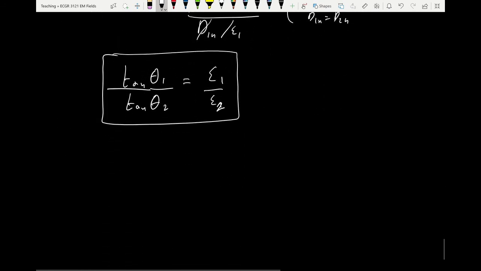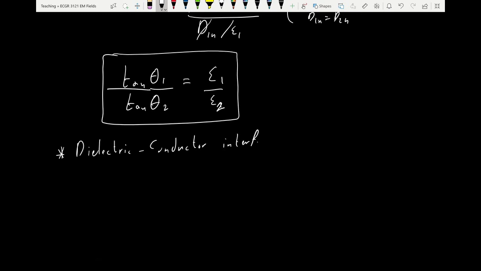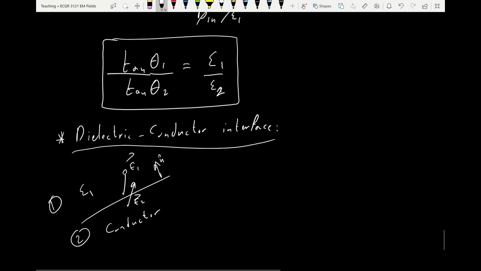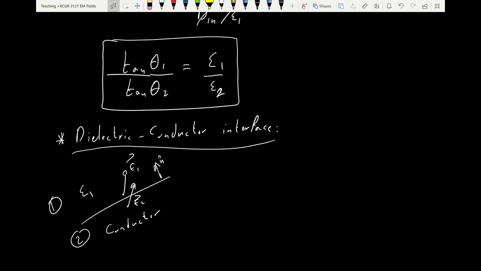And finally, the dielectric-conductor interface. I mean, we already did that. I think we have the result. So if I have a material 2 that's a conductor, and material 1 that's some material with epsilon 1, E2, E1, and then the positive direction is this. So we already discussed this in a previous lecture.